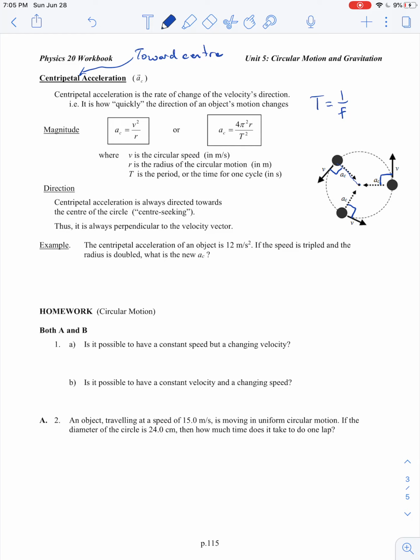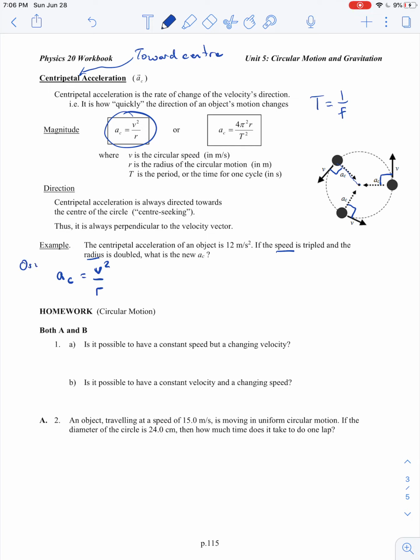The centripetal acceleration of an object is 12 meters per second squared. If the speed is tripled and the radius is doubled, then what is the new acceleration? This is known as a proportionality problem because we're using the proportionalities that are in the formula to solve this question. What I know is that this acceleration, a_c, must have come from one of these two formulas. And because they're talking about speed and radius, I'm going to assume that it came from this formula up here. So I'm going to use this as my base formula, v squared upon r.